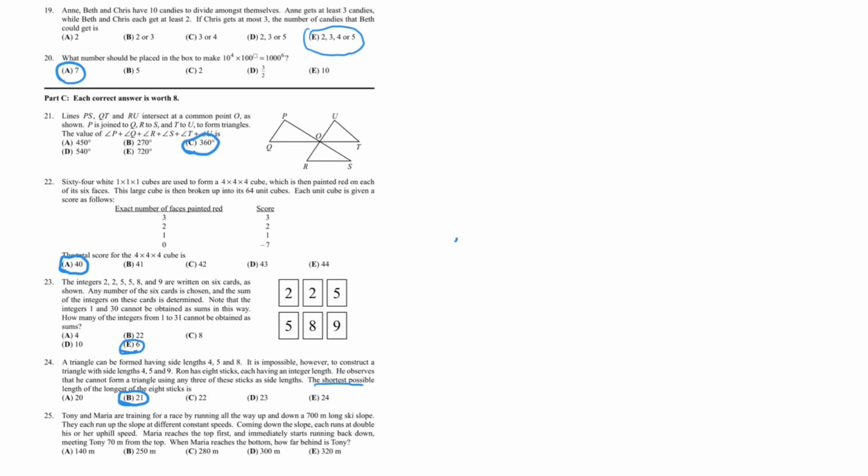Let's draw the 700-meter ski slope. When Tony and Maria meet for the first time, it's 70 meters from the top. That means that Tony ran 700 minus 70, that's 630 meters. Tony is here. Maria ran all the 700 meters and also downhill 70 meters.